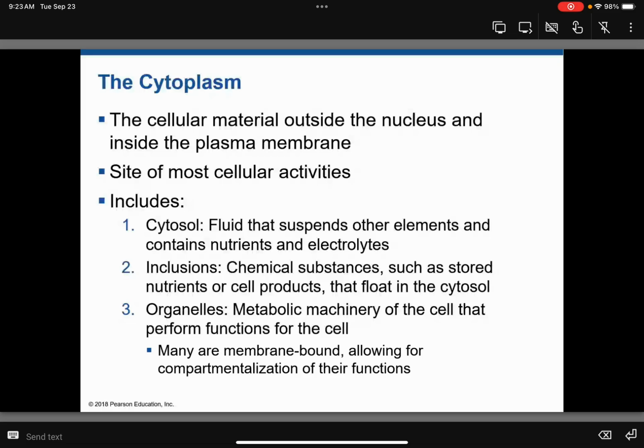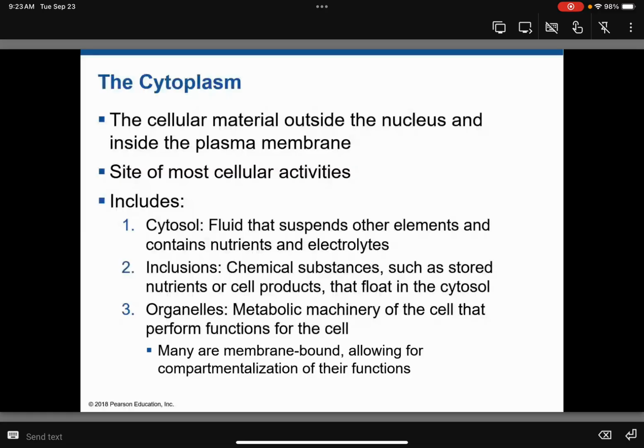jelly-like substance inside of the cell. It's not just the jelly-like substance, it is everything that is inside of the cell. So the cytosol is actually that fluid, that jelly-like substance. And then you have things like inclusions and organelles that are also present there. Inclusions are any chemical substances like nutrients that are floating around in the cytosol. And then your organelles, which is what we're going to talk about next, that perform all of the functions for the cell, are part of the cytoplasm.